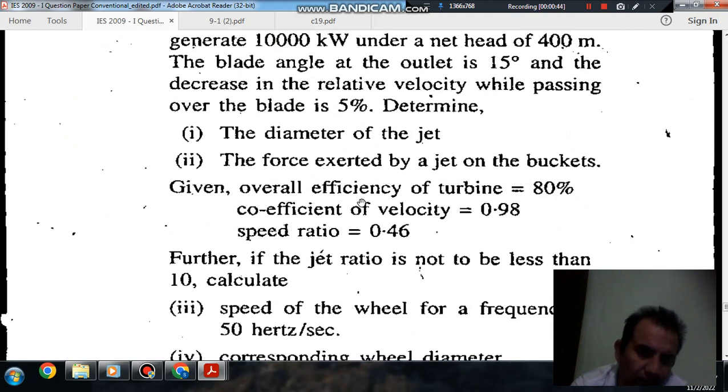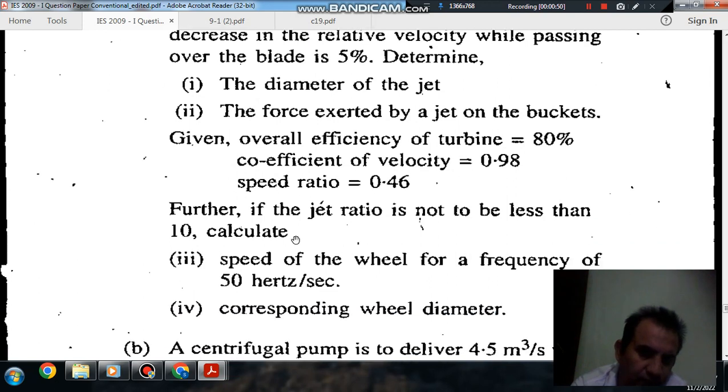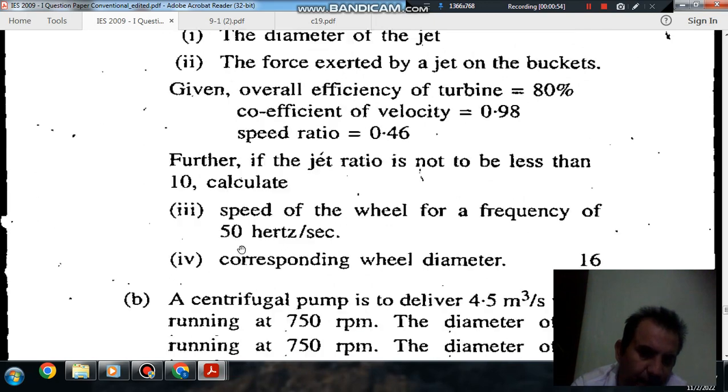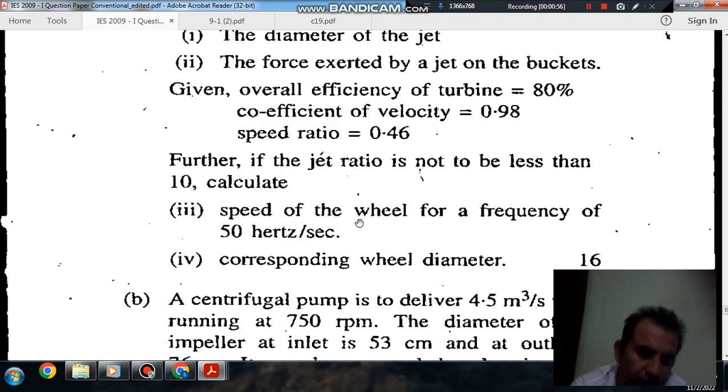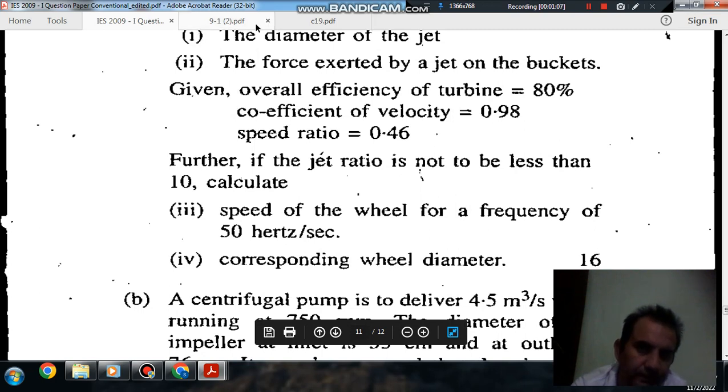Given that overall efficiency of turbine is 80%, coefficient of velocity 0.9 and speed ratio 0.46. Further, if the jet ratio is not to be less than 10, calculate 3. Speed of the wheel for a frequency of 50 hertz and the corresponding wheel diameter.